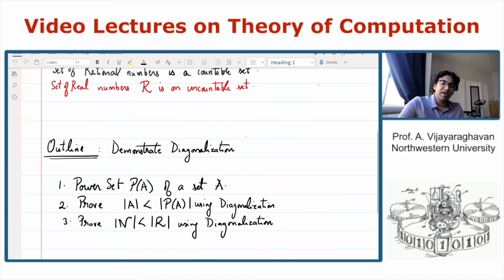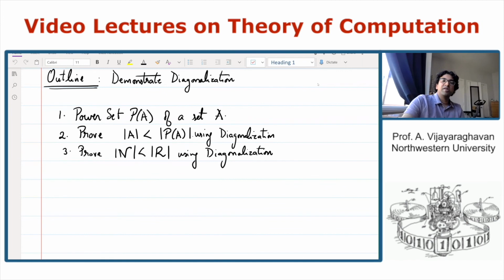So we'll demonstrate diagonalization using two different theorems. First, we will define what the power set of a set is, and then the first theorem will be proving that the cardinality of a set is not equal to the cardinality of its power set. In particular, it will be strictly less than the cardinality of its power set. And we will use diagonalization to prove this. And finally, we'll prove Cantor's theorem, which is that the cardinality of natural numbers is strictly less than the cardinality of real numbers, and we'll use diagonalization to prove it.